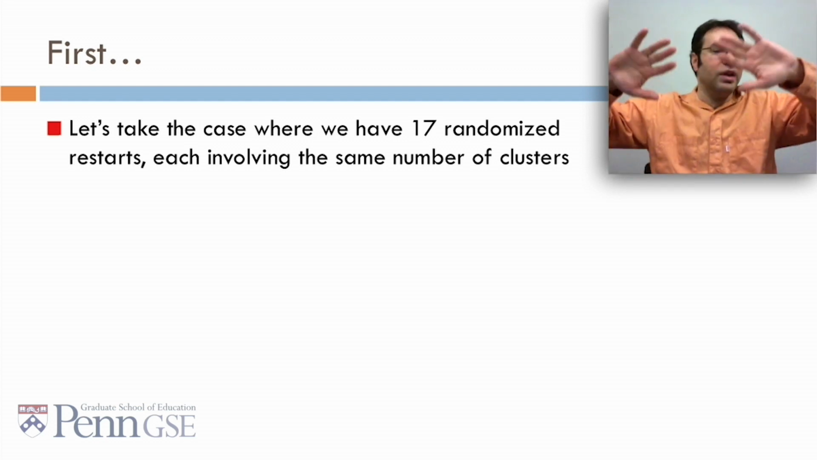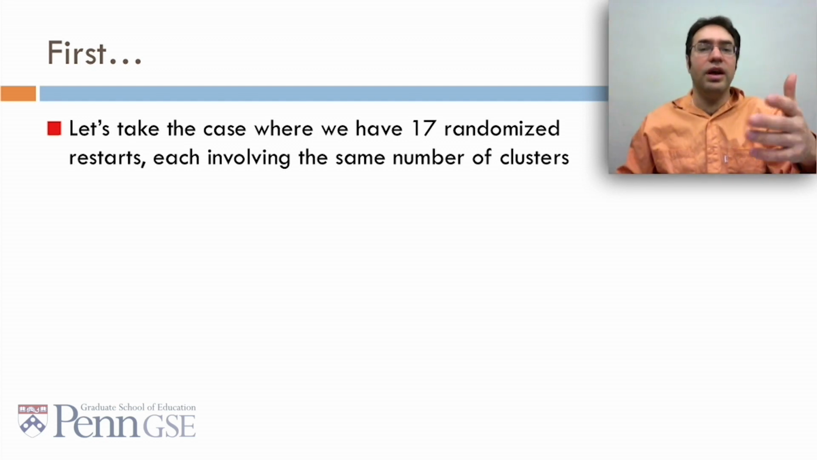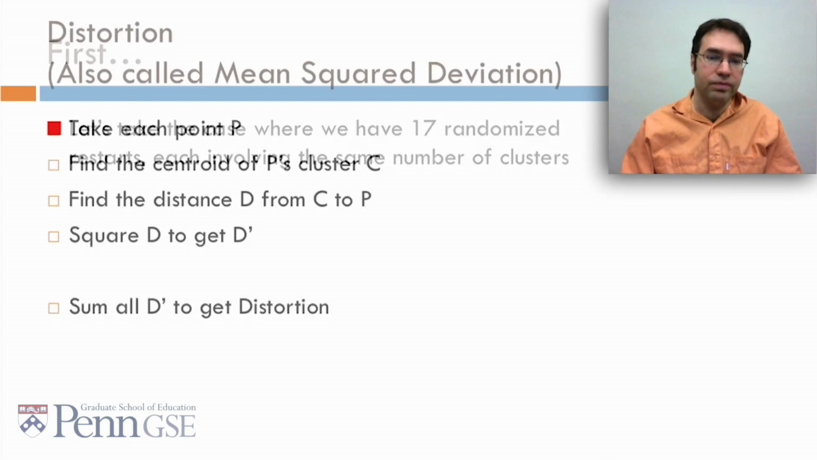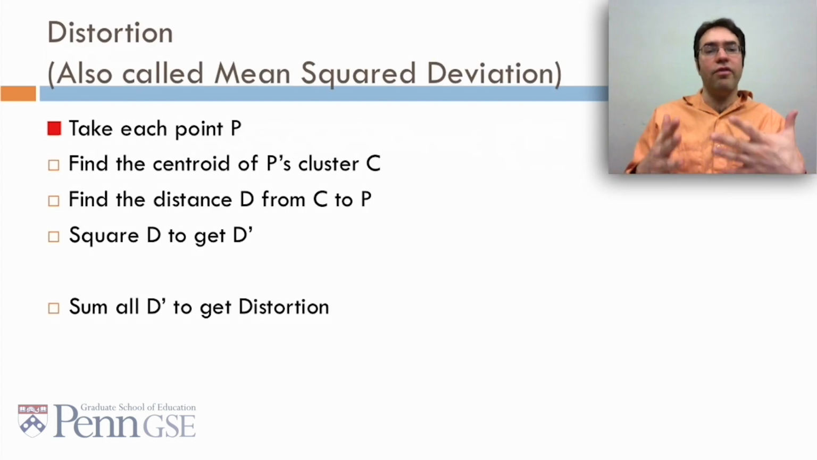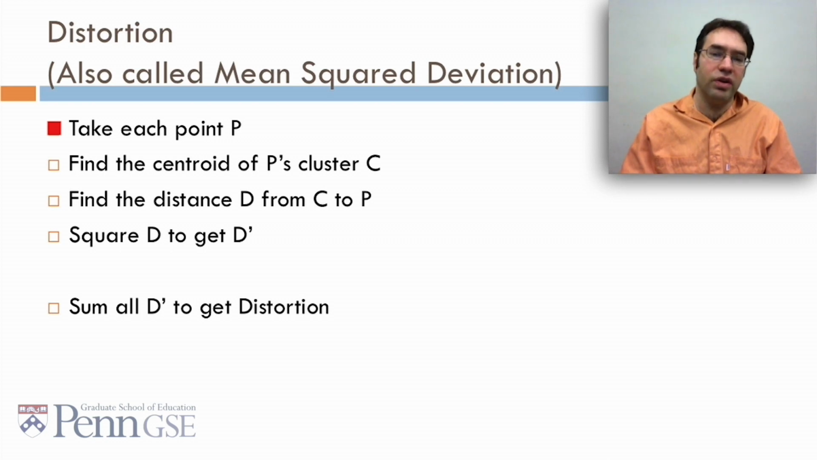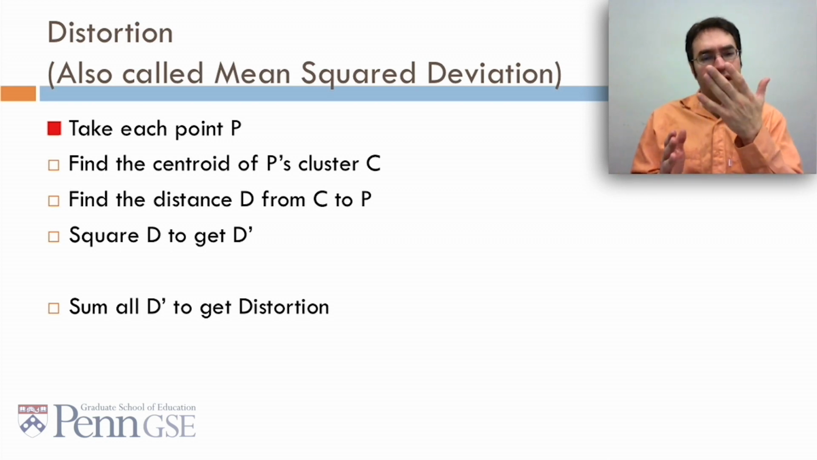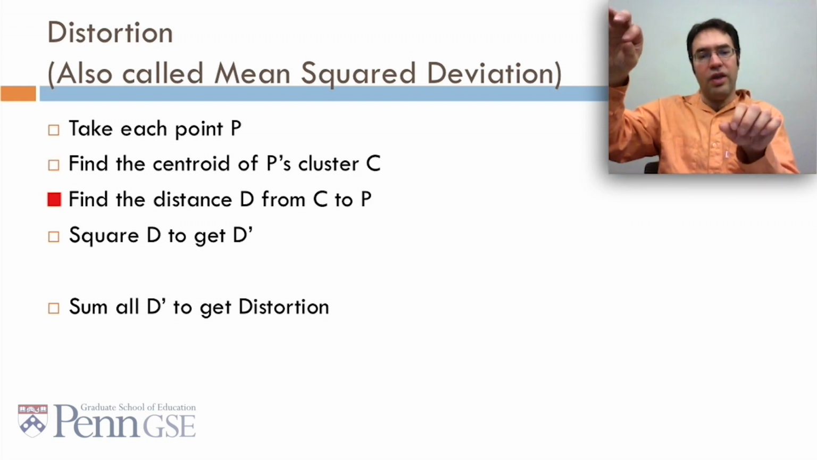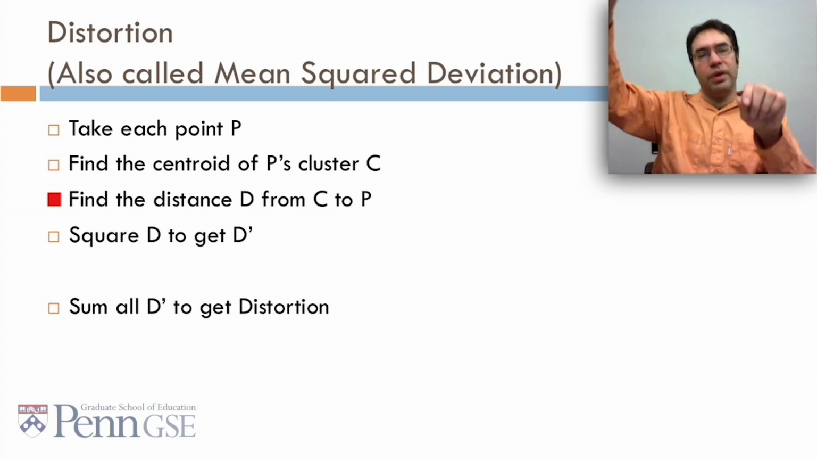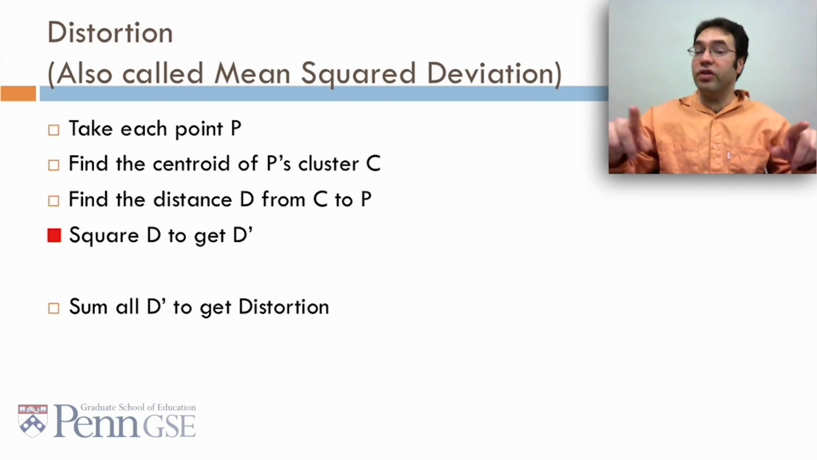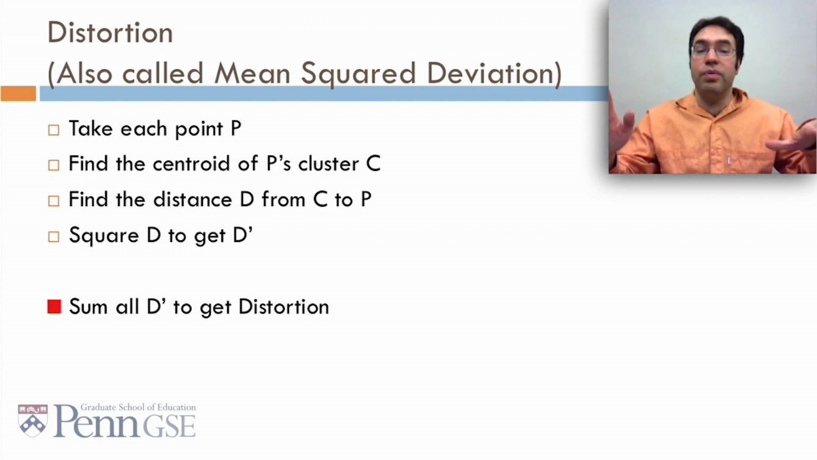Could be 4, could be 9,075, and each of those randomized restarts involves the same k, the same number of clusters. So the metric that's often used to select which scheme is the best, which set of clusters is the best, is called distortion, which is also called the mean squared deviation. With distortion, we take each point P, and we find the centroid of P's cluster C. And then we're going to take that distance d from C to P. So how far is each point from its centroid? We're going to square all those distances to get d prime, and sum all those d primes to get the distortion.